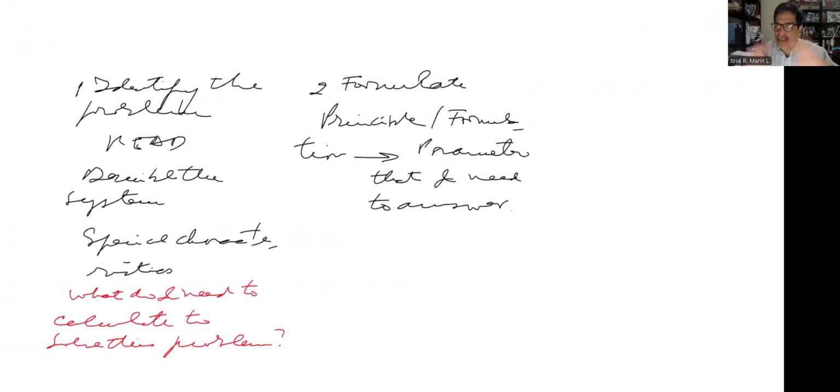For example, the first thing that has to come to your mind is static equilibrium. That's the principle. Now, static equilibrium could be applied in several ways. In what way, what formulation do I need to apply this principle in order to get that parameter, that value, that finally will take me to answer the question? And finally, you have to solve.